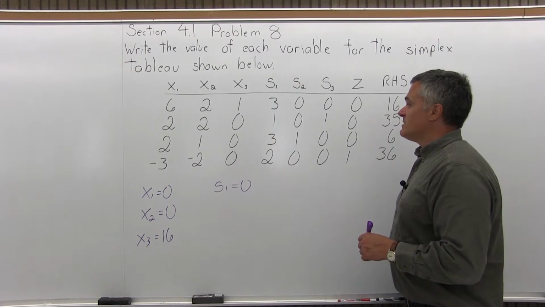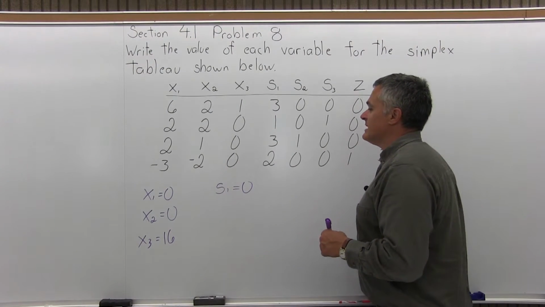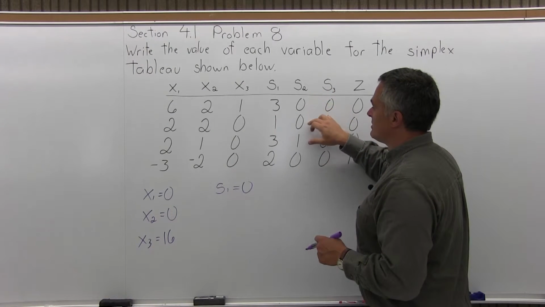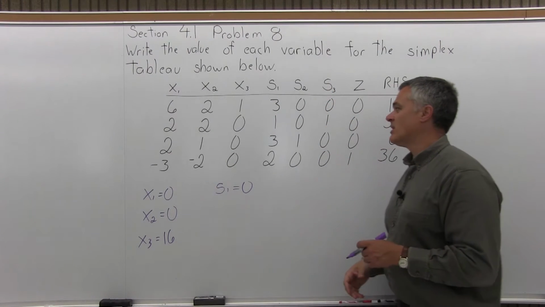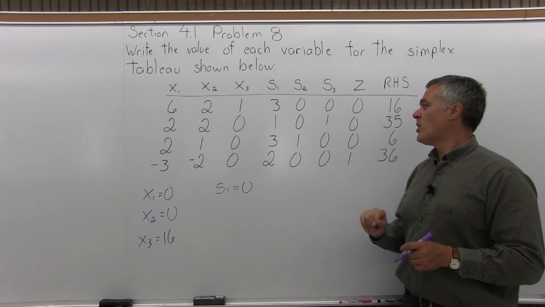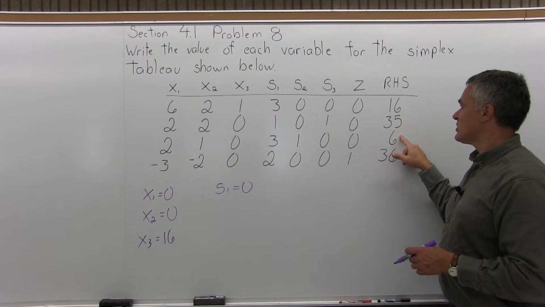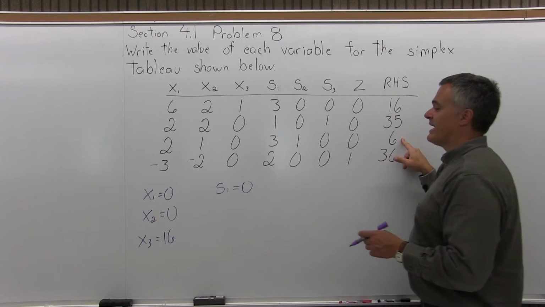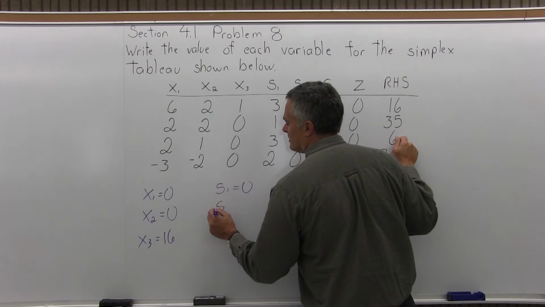S2 does have a special column. It has all zeros and a single one. If you look in the S2 column, you have 0, 0, 1, 0. So it has that special column. The height of the 1 is 1 up from the bottom. So if I go to the RHS column, at the same height, 1 up from the bottom is 6. So that's the value of S2.